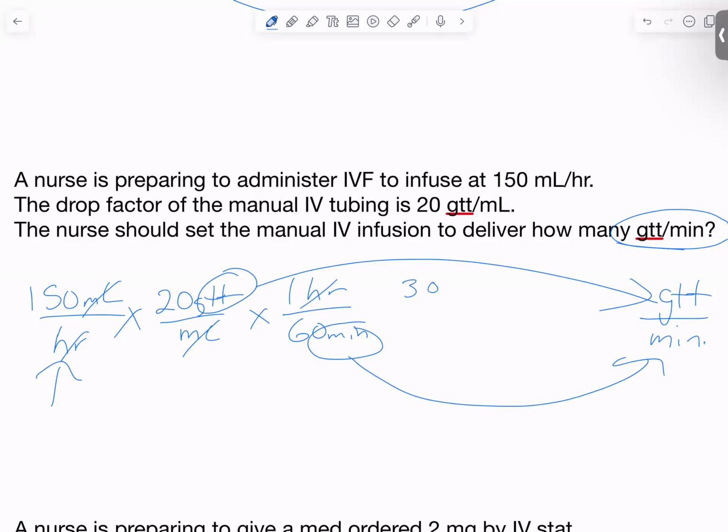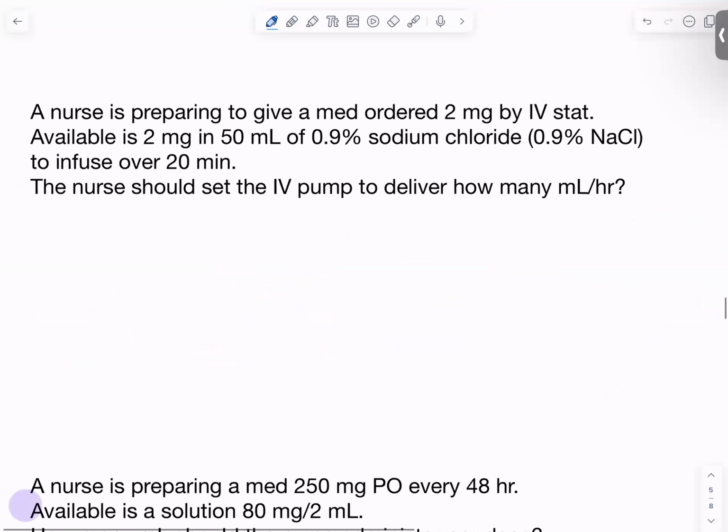So 150 times 20 is 3,000. And then 60 times 1 is 60. And then when I divide, it'll give me 50 drops per minute. Beautiful. Do this one. Measure in your questions.